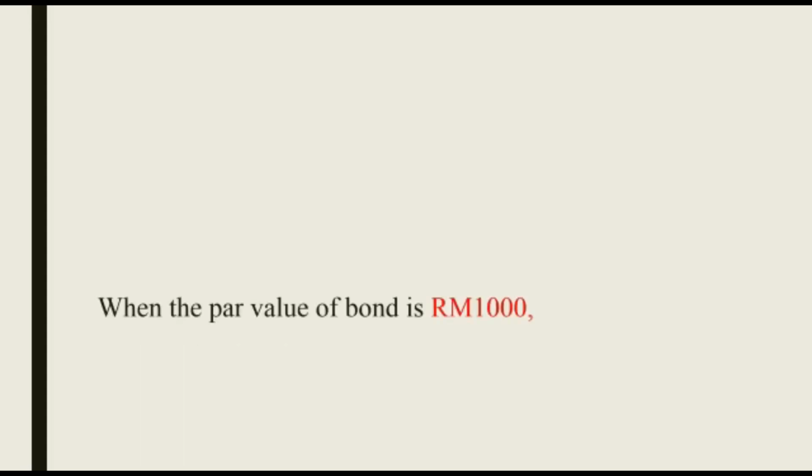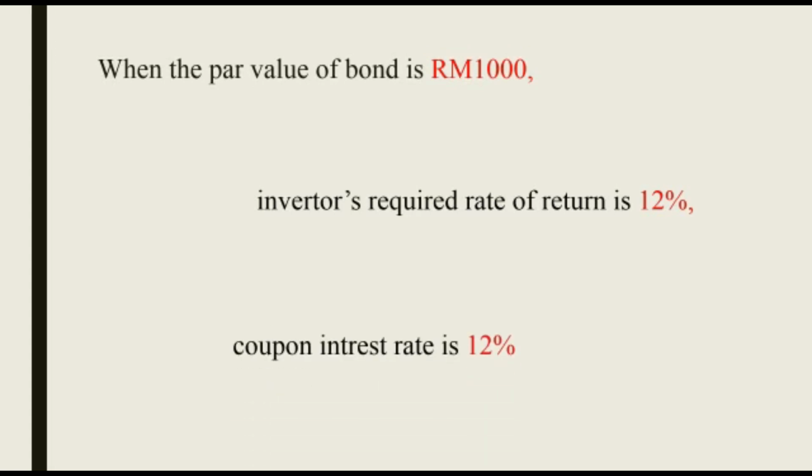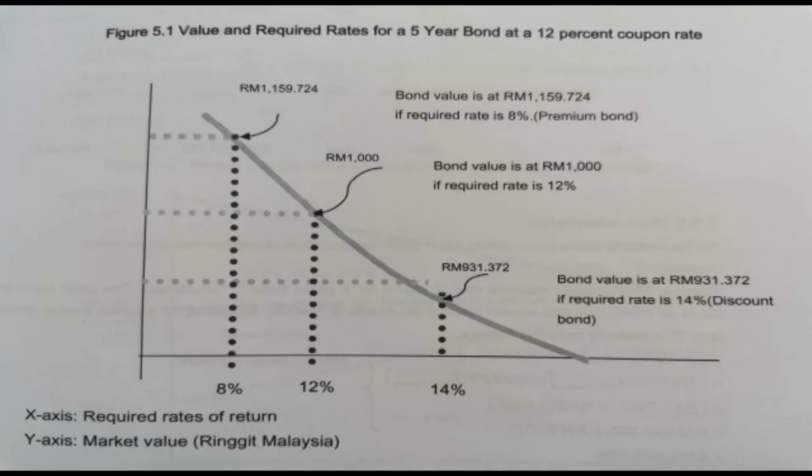For the example, the par value of the bond is 1000 ringgit, the investor's required rate of return is 12% and the coupon interest rate is 12%. From this picture, we can see that when the bond value is 1000 ringgit, its required rate is 12%. When the required rate is decreased to 8%, the bond value is 1.1 thousand. If the required rate is increased to 14%, the bond value is 931 ringgit.